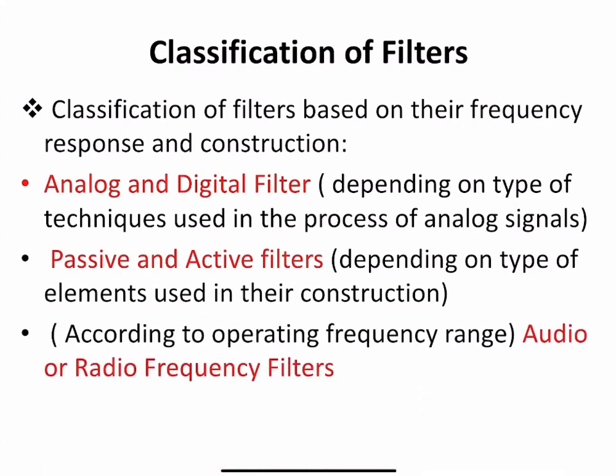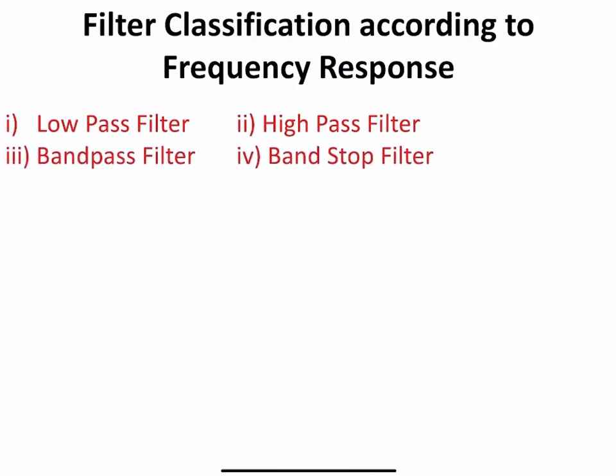According to the operating frequency range, the next classification is audio or radio frequency filter. Means depending on the frequency range, a filter can be audio for the audio frequency range, or according to radio frequency range it can be radio frequency filters. Next is filter classification according to the frequency response. It can be low pass filter, high pass, band pass or band stop filter.